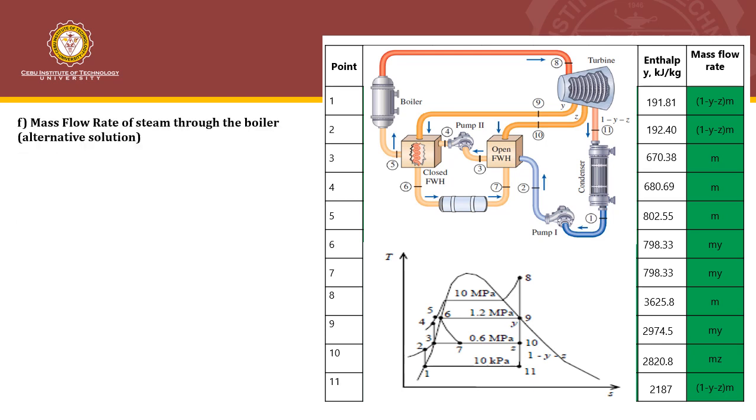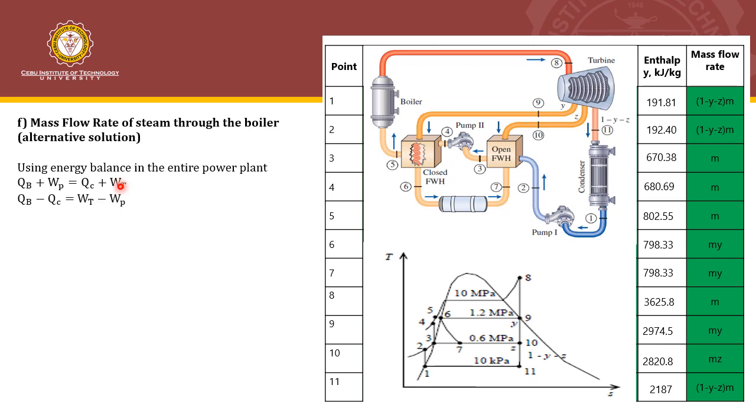We also have an alternative solution to get the mass flow rate of steam through the boiler without doing the computation of the work of the turbine and work of the pump. This is by doing an energy balance in the entire power plant. By saying energy balance in the entire power plant, we just consider the four major components: the boiler, the pump, the condenser, and the turbine. So we know that the energy entering the entire power plant are the boiler as well as the pump. The energy out are the condenser as well as the turbine.